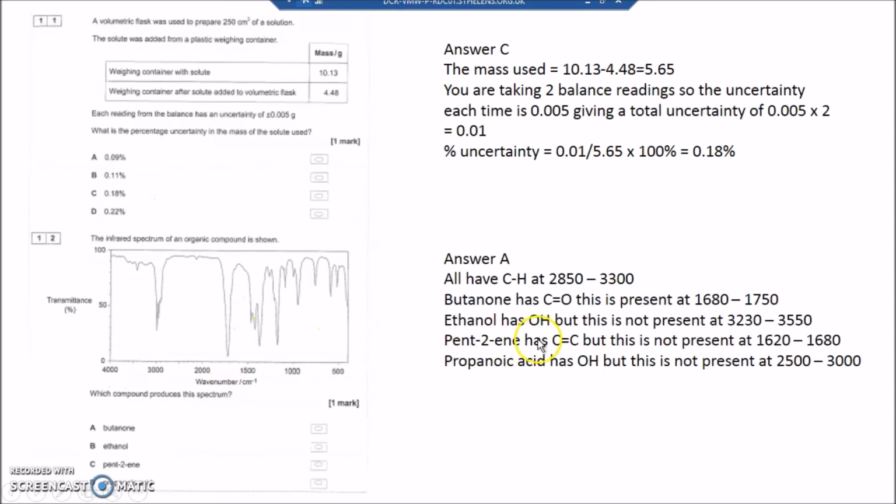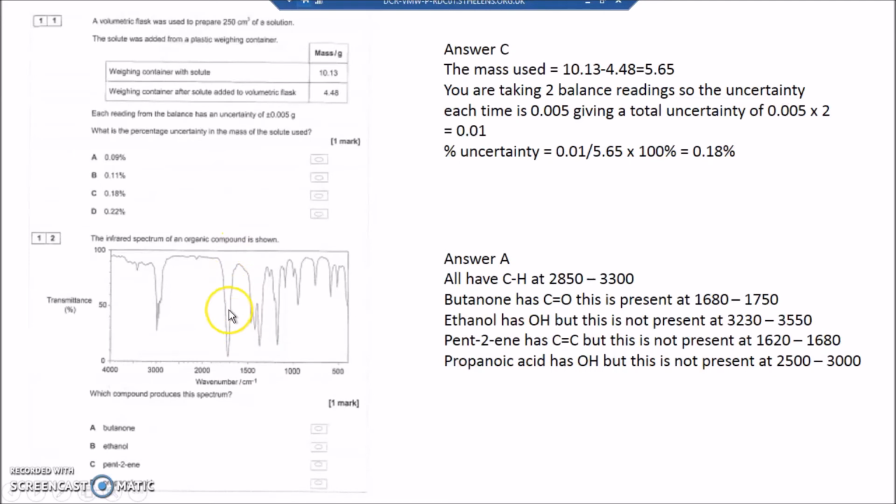Let's have a look at the data book. Butanone, carbon-to-oxygen, is present 1,680 to 1,750. That's that one, as we've said. So we've identified a carbon to oxygen double bond. Ethanol hasn't got a carbon to oxygen double bond and hasn't got the broad, large absorption that's at 3,230 to 3,550. Pent-2-ene is a carbon to carbon double bond. That should be at 1,620 to 1,680, around about here.